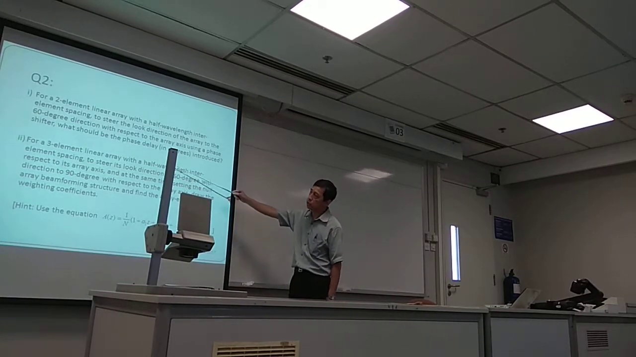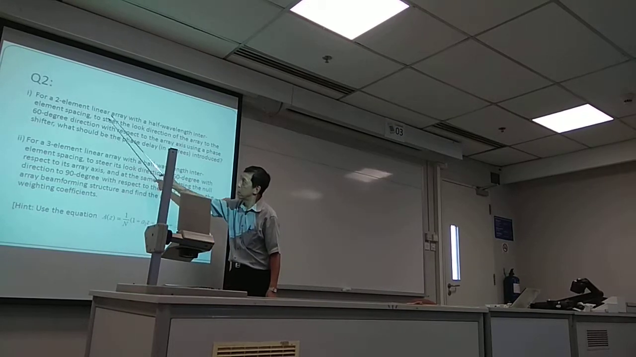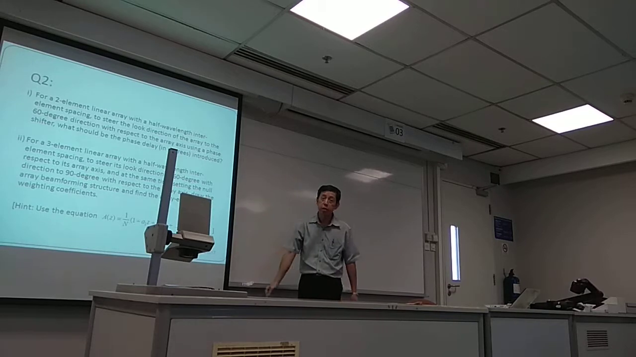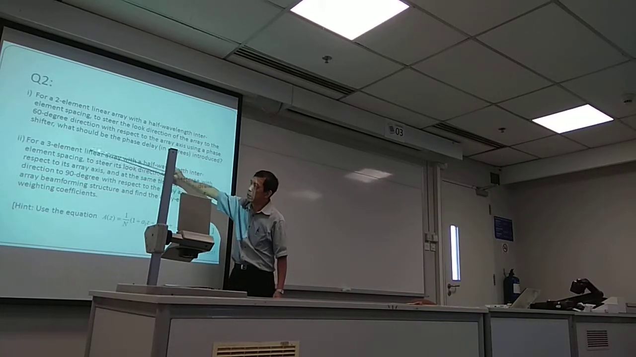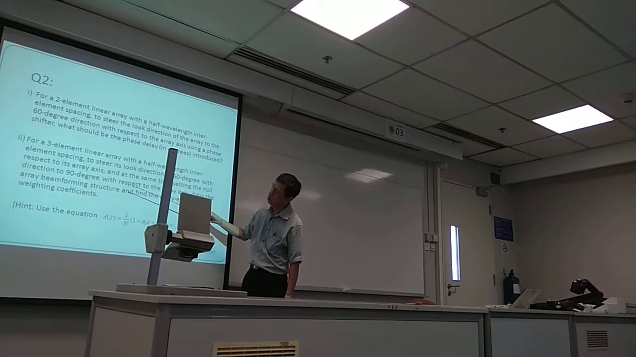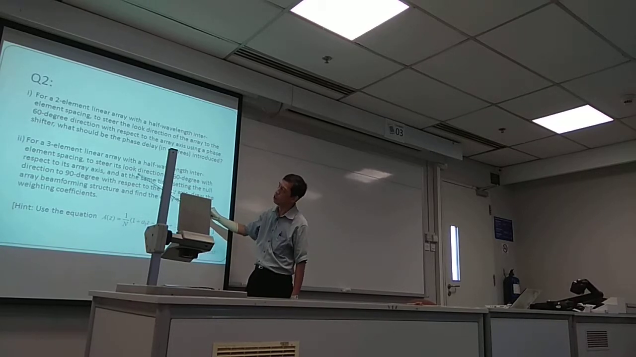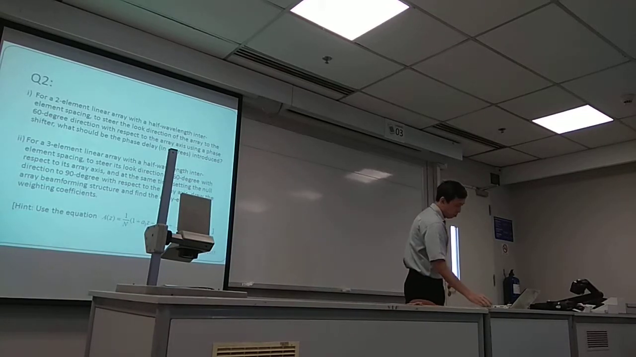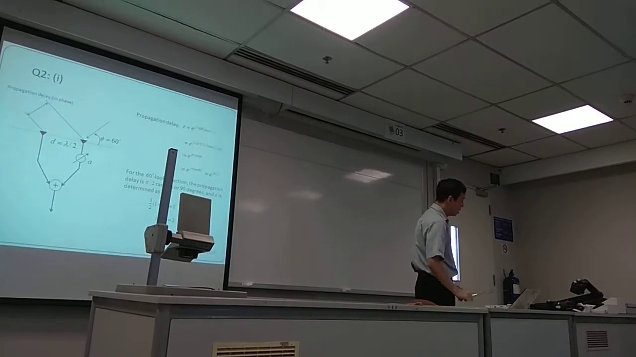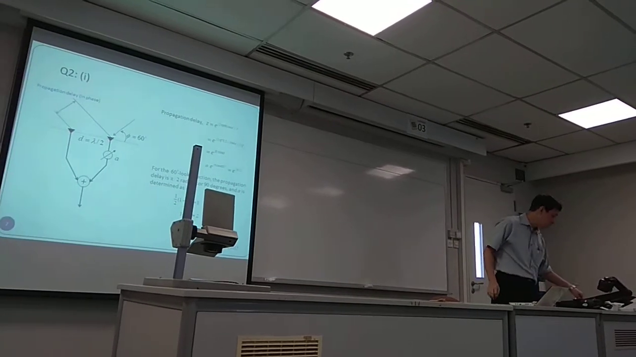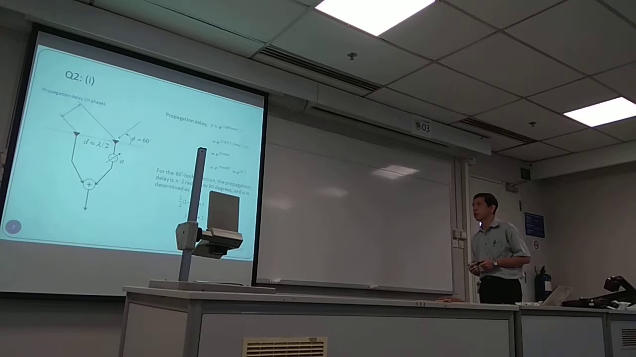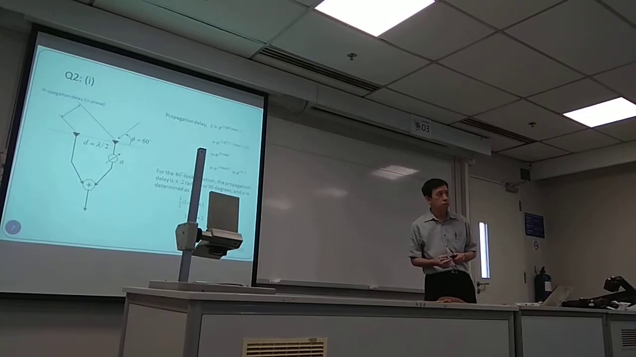Now, the second part here, instead of having a 2-element linear array, we have a 3-element linear array. I think it's perhaps better to read the question later on after solving the first part. So we will just focus on part 1 first. Here, you are told that you have a 2-element linear array. Now, if you are told that you have a two-element array, but without being told that it is a linear array, can you still solve for the solution?